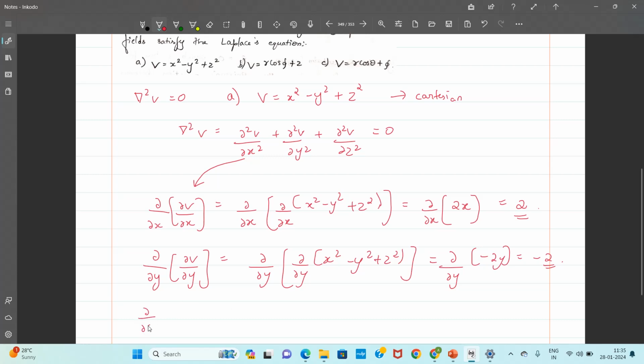Similarly, for the last one, I'm just splitting the double differentiation into individual parts. I'm separating it. That's all.